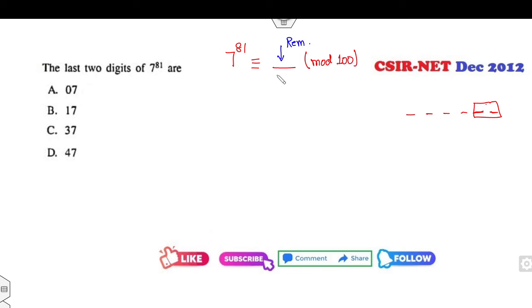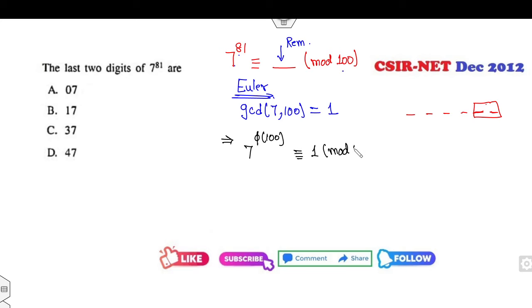Now whenever your question is related to this kind, you always apply the Euler theorem. What is Euler theorem? You can see what is the GCD of 7 and 100. It will be 1, because 7 is a prime number. So once the GCD is 1, you can say 7 to the phi of 100 is congruent to 1 mod 100. So can you find the phi of 100?